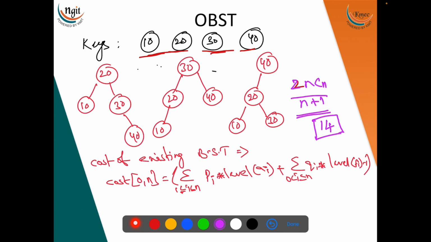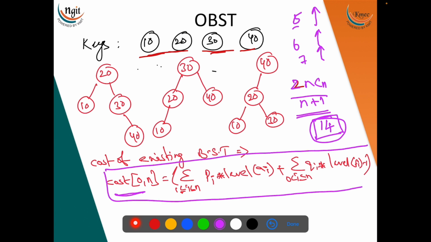If the number of keys is 5, we will see a greater number of binary trees. If it is 6, again you will have more. If it is 7, again more. So for all these 14 trees, you cannot easily find out the cost. And this cost formula that I took is for an existing binary search tree. When you are given keys and a tree, this is the formula to calculate the cost of the binary search tree.